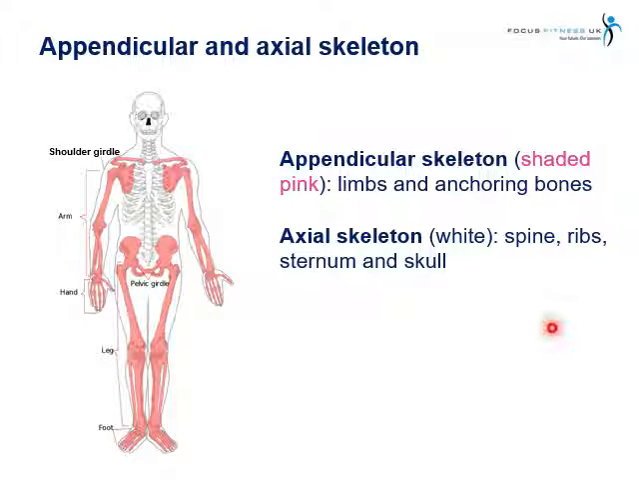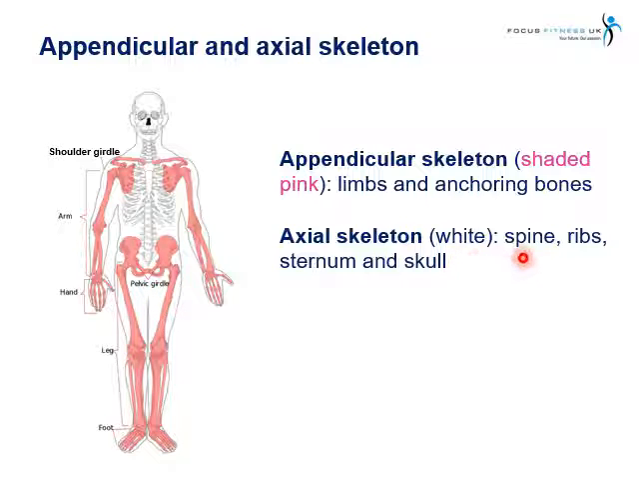Just following on from the names of the bones, we need to learn that the skeleton is divided into the appendicular and the axial skeleton. So the axial skeleton refers to the middle part of the skeleton, and appendix is something that's stuck on. So the arms and the legs are our appendages. So the appendicular skeleton refers to the arms and legs. The axial skeleton refers to the middle of the body.